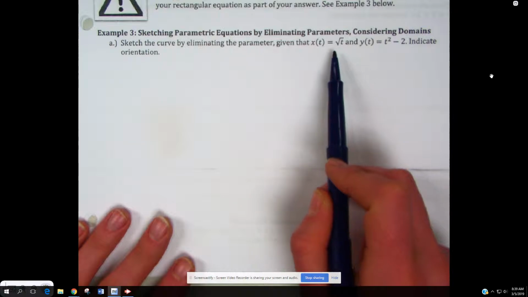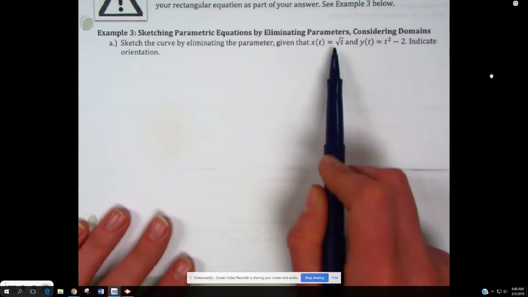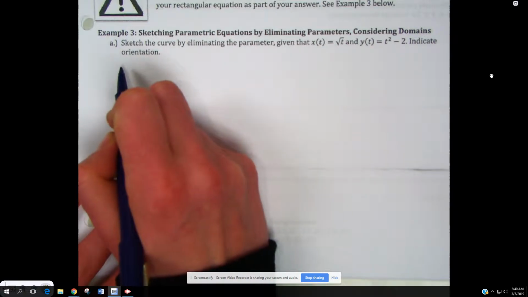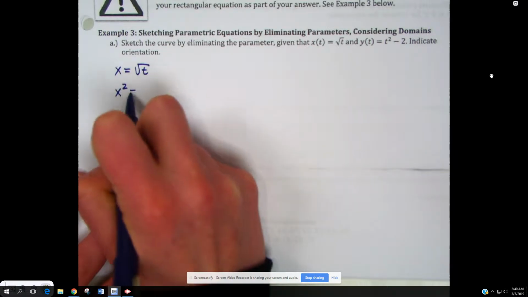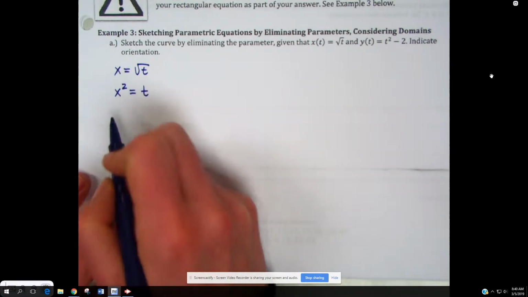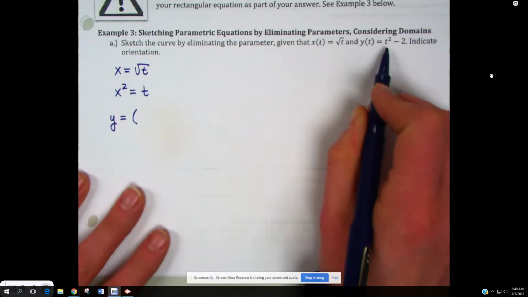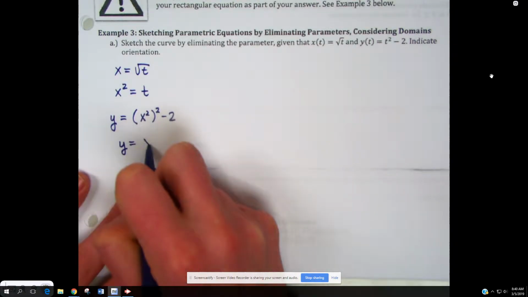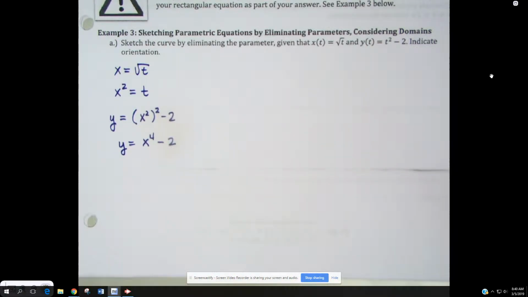So for example, we have this relation here where x of t is the square root of t and y of t is t squared minus 2. So if all I did was do the conversion over to rectangular, the steps would be exactly the same, right? X is equal to the root of t, so I could solve for t by squaring both sides. And then I could go ahead and plug into my y function, right? So that would mean that y would be t squared, or x squared squared minus 2. So I get this relation that y is x to the 4th minus 2. And if I just glanced at that, I would think that my graph should look like a parabola.